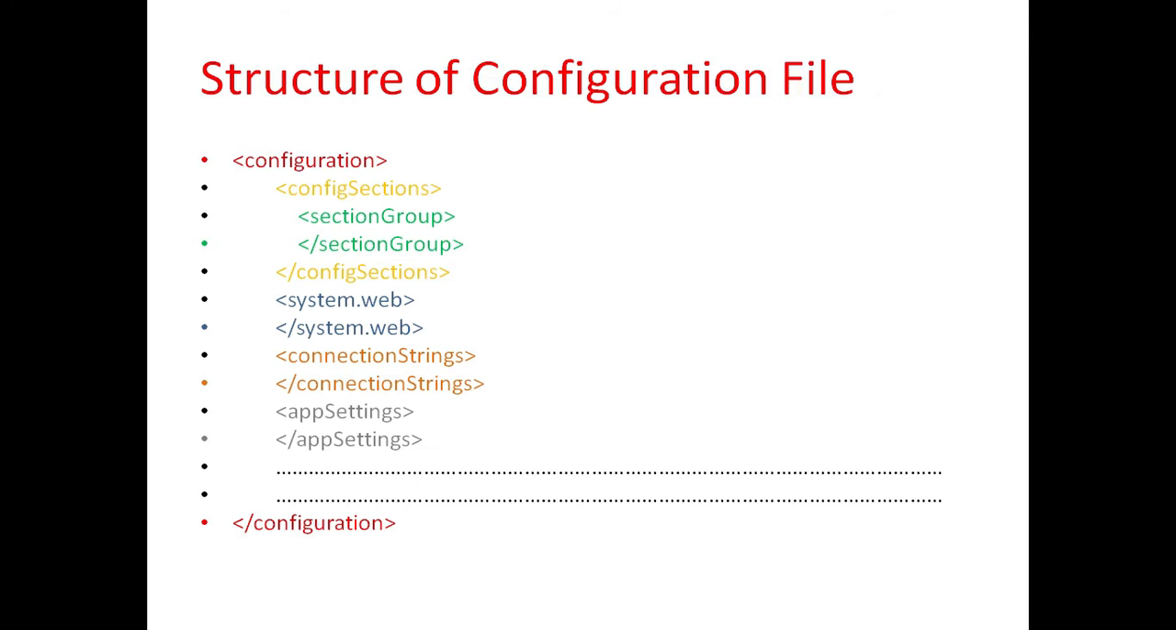The structure of the configuration file is as shown. Here the configuration tag is the root element of the web.config file, under which it has all the remaining sub-elements. Each element can have any number of attributes and child elements, which specify the values or settings for the given particular section.